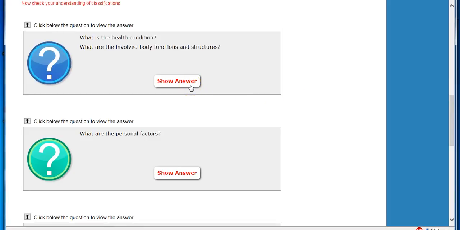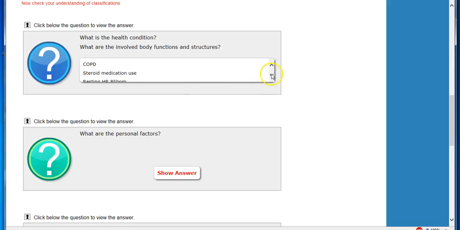What are his involved body structures and function? Well, we know he has COPD. He's using steroid medications. We have some information about his vital signs and his gas exchange. We have some standardized test information about his breathing capacity, his lung capacity, his body shape, and then some information about how he presents and his medical history that involve structures and body functions that certainly influence our planning.